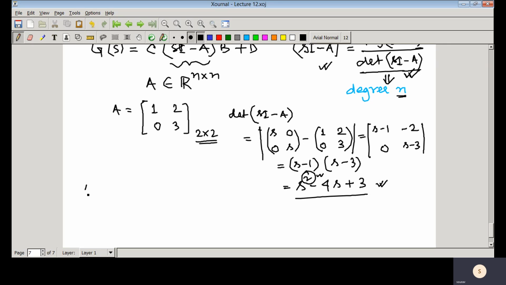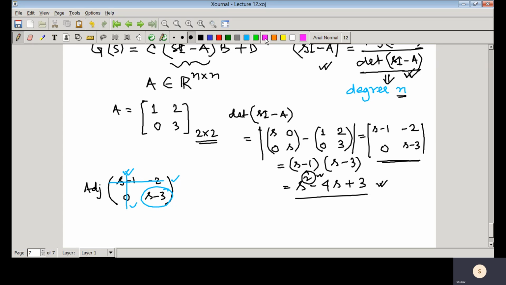And now what is the adjoint of that matrix? So the adjoint of this sI minus A. Whenever you find the adjoint, you need to find the cofactors. So with respect to this term, if you remove that row and column, you have s minus 3.